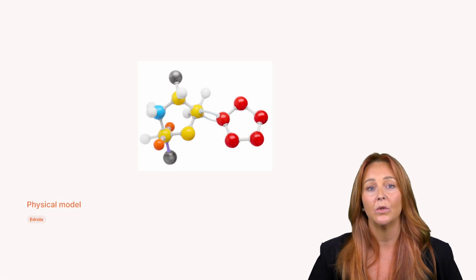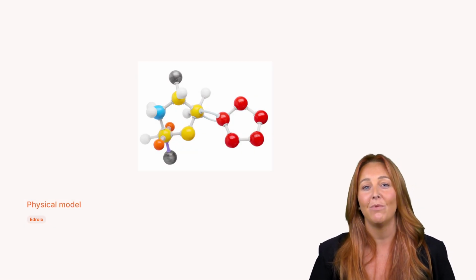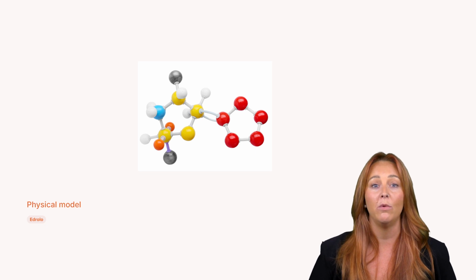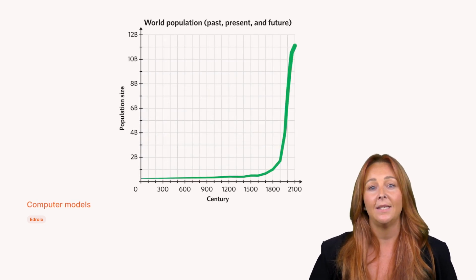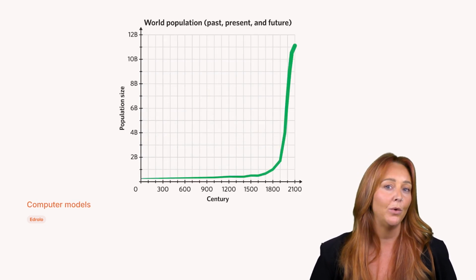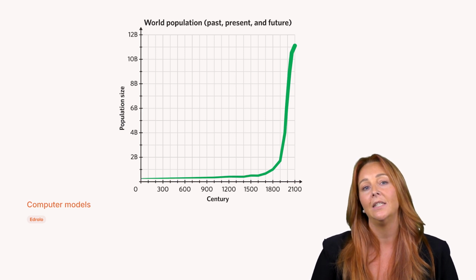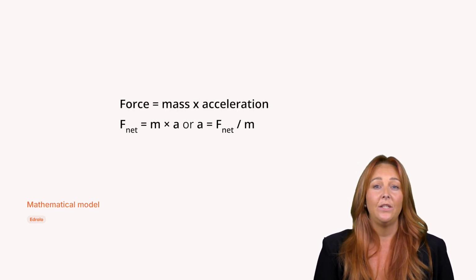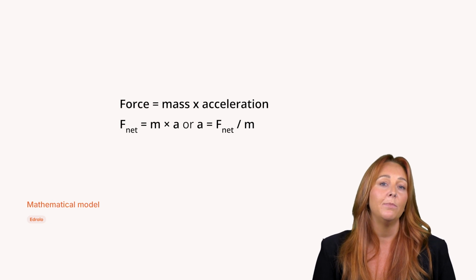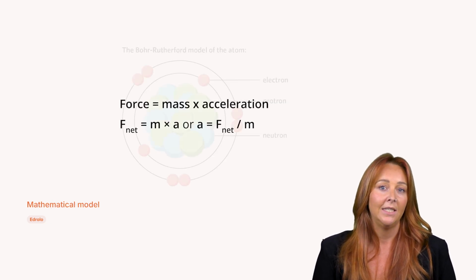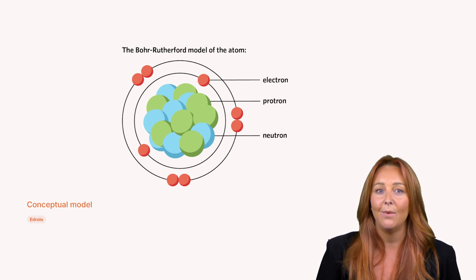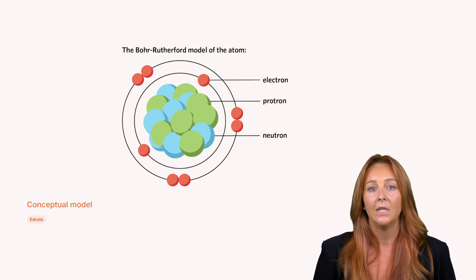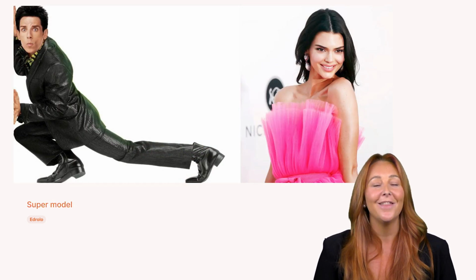Some examples of models are physical models. These are tangible representations such as a globe of the Earth, Modelling clay creating a 3D cell, or a DNA double helix made from lollies. We have computer models. These are simulations that use algorithms such as climate models, weather patterns, and population data. Mathematical models use equations to represent relationships such as F equals M times A. And we have conceptual models, which are abstract representations, often using diagrams such as the water cycle or the atom. And another type of model you'll be familiar with, the supermodel.